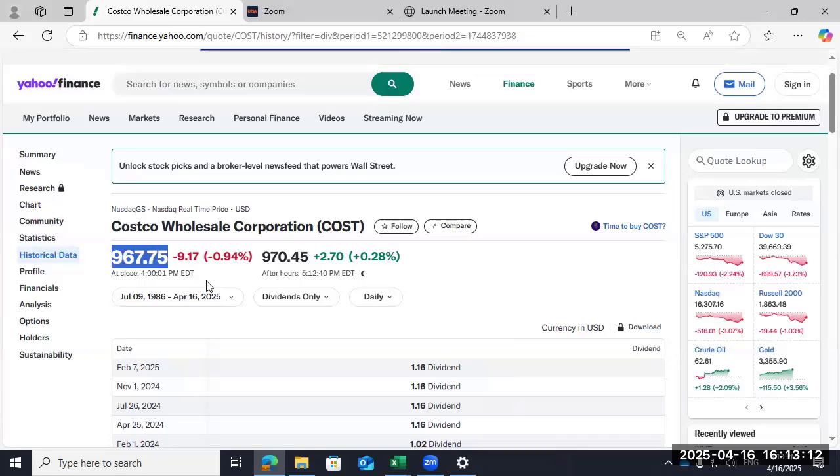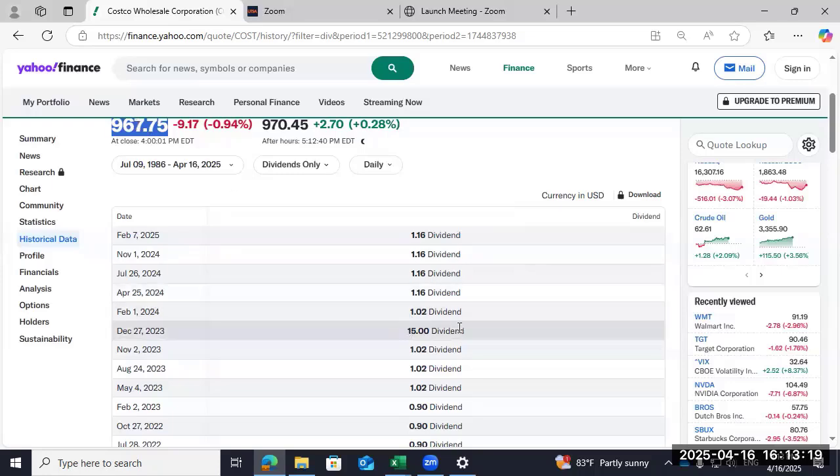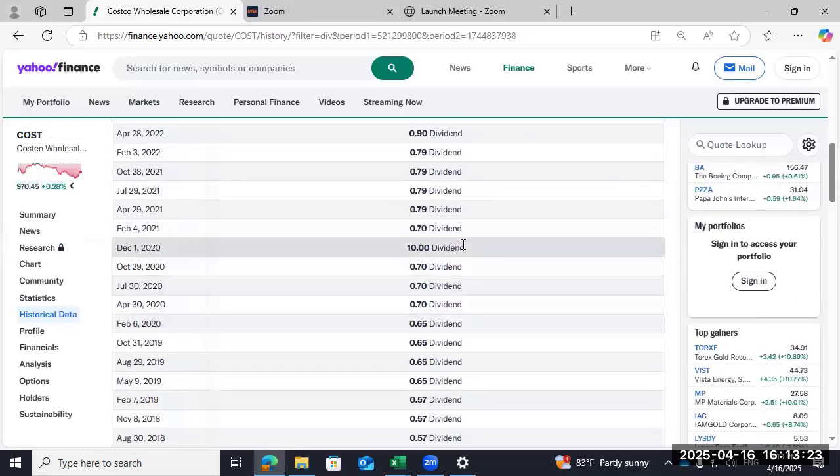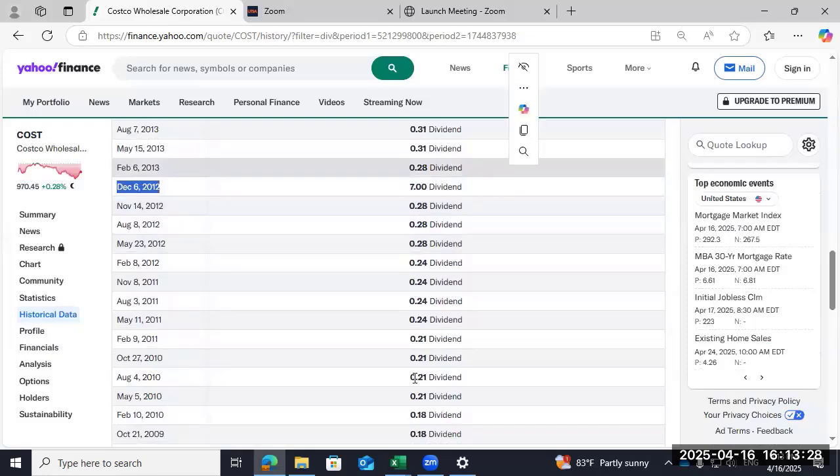$15 on a $900 stock is a pretty hefty dividend. You know, 1%, 2% would be 18. So that's a pretty significant dividend all at one time. And they do them pretty regularly. $7. So it's a little bit of a challenge. But let's look at free cash flow.